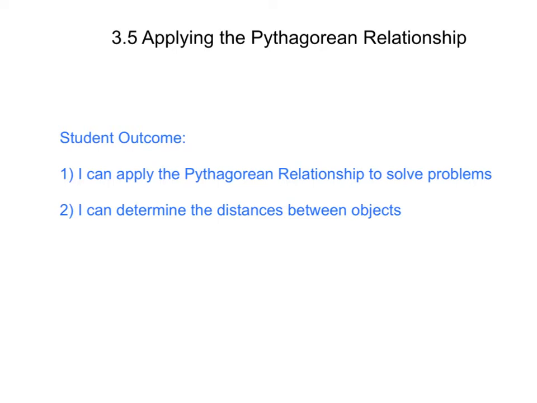Today we're looking at the last concept in this unit, which is 3.5, applying the Pythagorean relationship. So your student outcomes for today are 1, I can apply the Pythagorean relationship to solve problems, and 2, I can determine distances between objects. Now, we'll get into that right away.